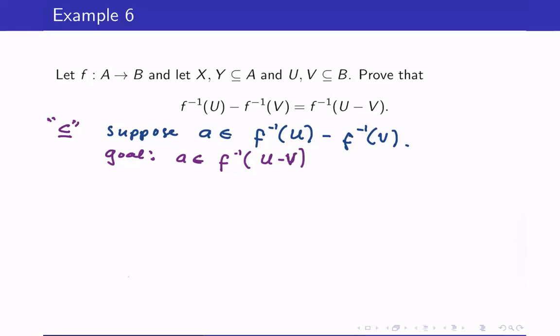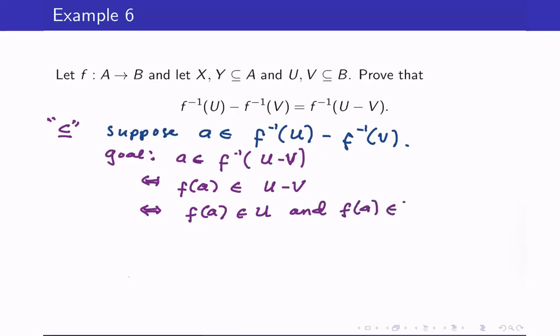Okay, so before we go there, what is the meaning of this before we proceed with our proof? a is an element of f inverse of U minus V is just the same as saying that f of a is an element of U minus V. So therefore, we just have to show that f of a is an element of U and f of a is not in V. So that is what we want to do. Okay, so let us proceed with our proof.